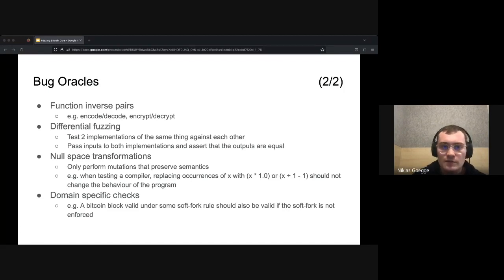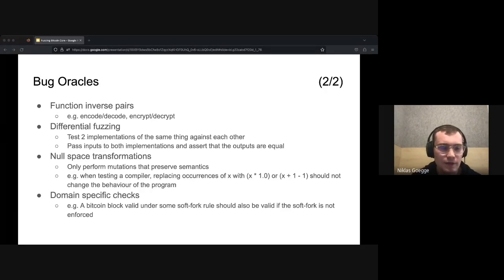Another technique is null space transformations. These require you to have control over the type of mutations that your fuzzer makes. Not all fuzzing engines support that, but some do. The idea here is that you have an initial set of inputs that do something you specifically want them to do, and then you only make mutations that preserve the semantics of those inputs. For example, if you're testing a compiler, you could replace every occurrence of x with x times 1 or x plus 1 minus 1, and the behavior of the program afterwards should still be the same.